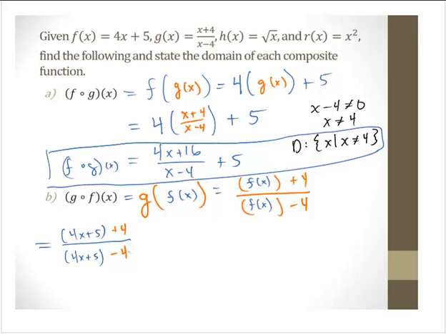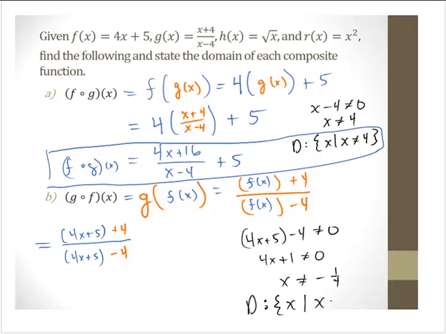All right, let's check our domain here. We have this entire denominator that cannot equal 0. So we have 4x plus 5 minus 4 cannot equal 0, which means that 4x plus 1 cannot equal 0. Solving for x, we find that x cannot equal negative 1/4. So therefore our domain is the set of x such that x is not equal to negative 1/4.